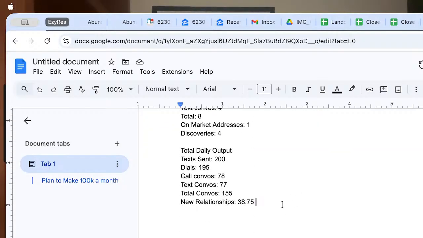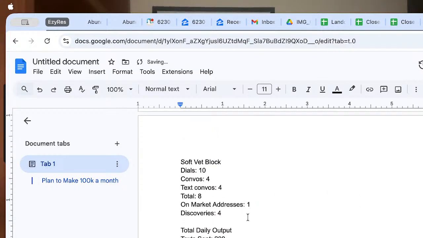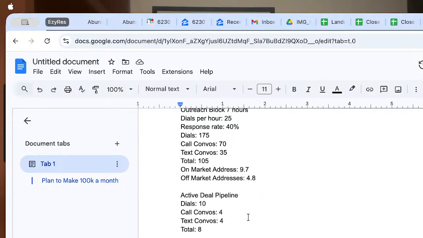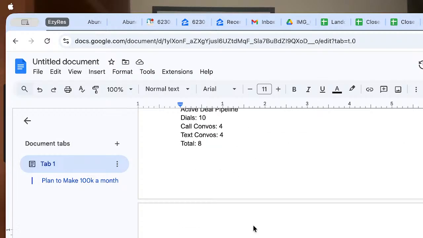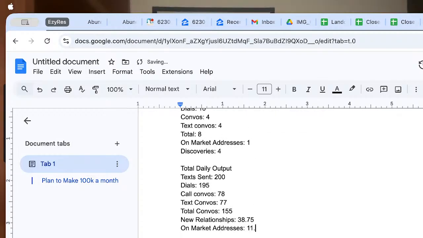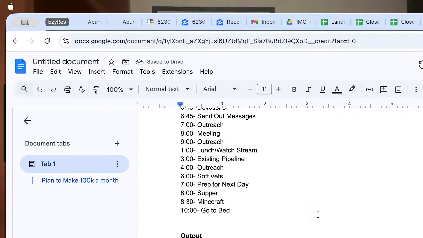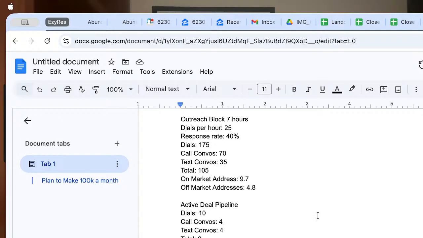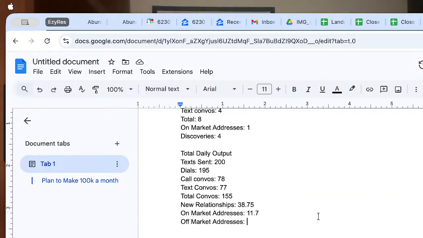So if this is the case, then I would have a total of on-market addresses. I really got to work on my typing, it's bad. We would have 10.7, 11.7, 11.7 off market. Off market addresses would be 5.8. We'd have 5.8.